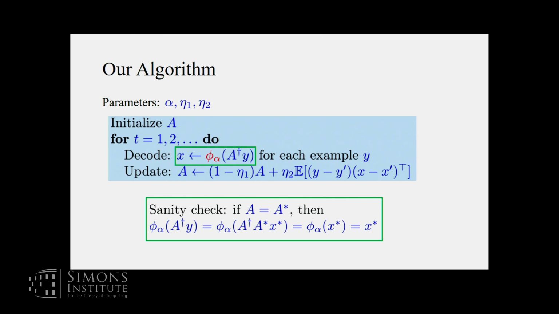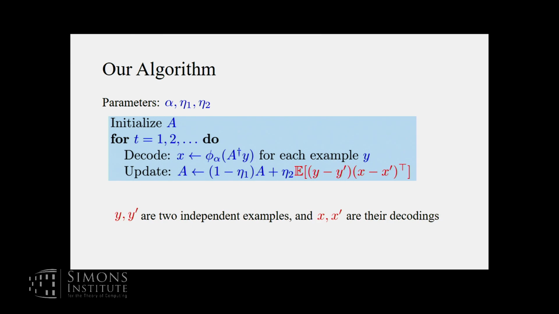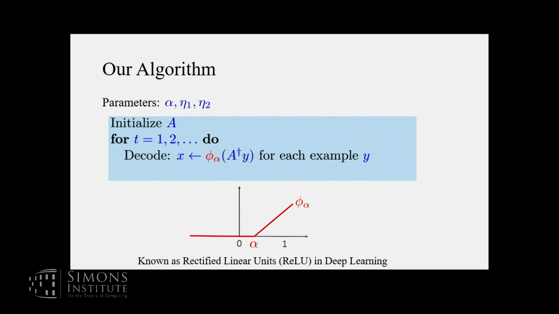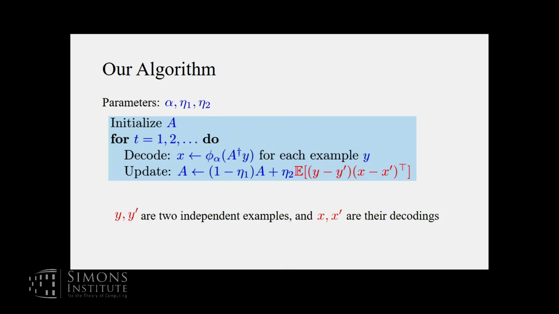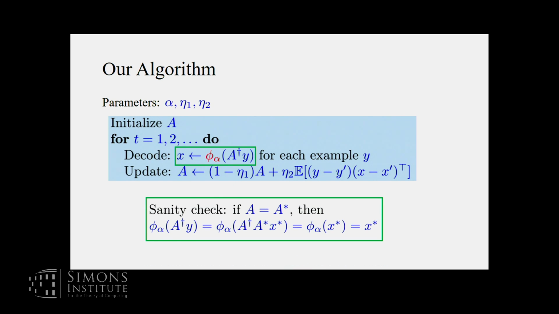If alpha is 0. Alpha, you can think of as a small constant between 0 and 1. I didn't specify that, sorry. Is that okay? Okay.